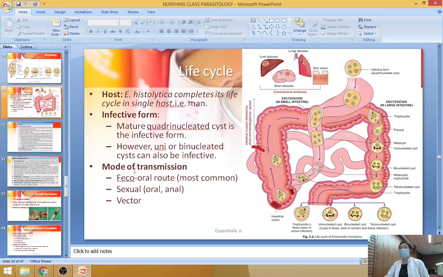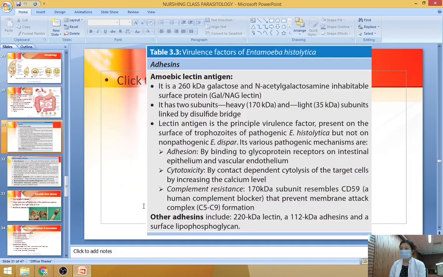Okay. The mode of transmission is fecal-oral, that is through feces and so on, or through sexual contact, or through any vector. Okay. So let's know what the virulence factors are.